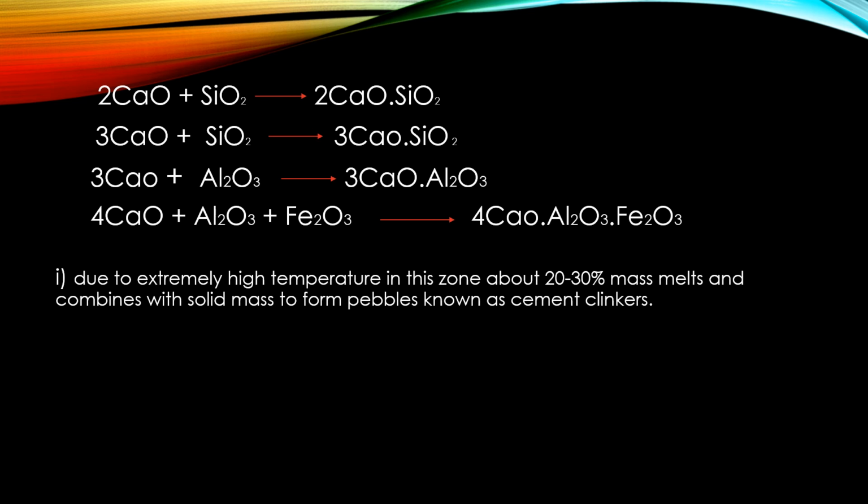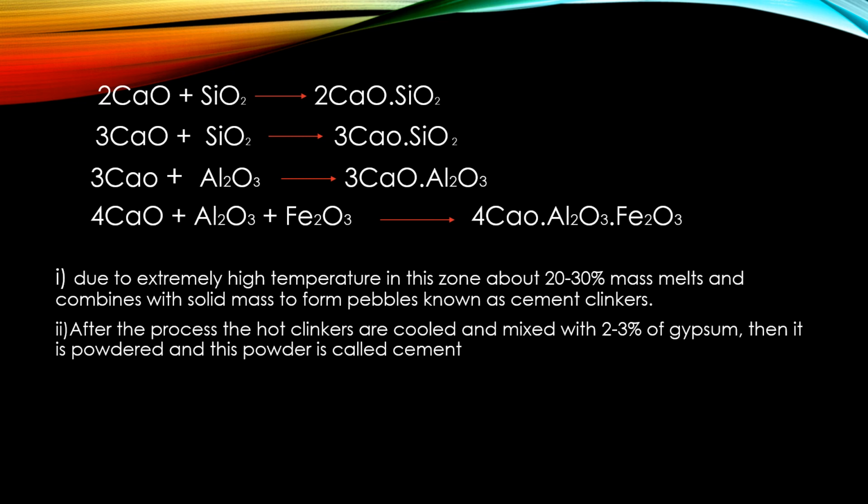Due to the extremely high temperatures in this zone, about 20 to 30% of the mass melts and combines with the solid mass to form pebbles known as cement clinkers. After the process, the hot clinkers are cooled and mixed with 2 to 3% of gypsum. Then it is powdered, and this powder is called cement.